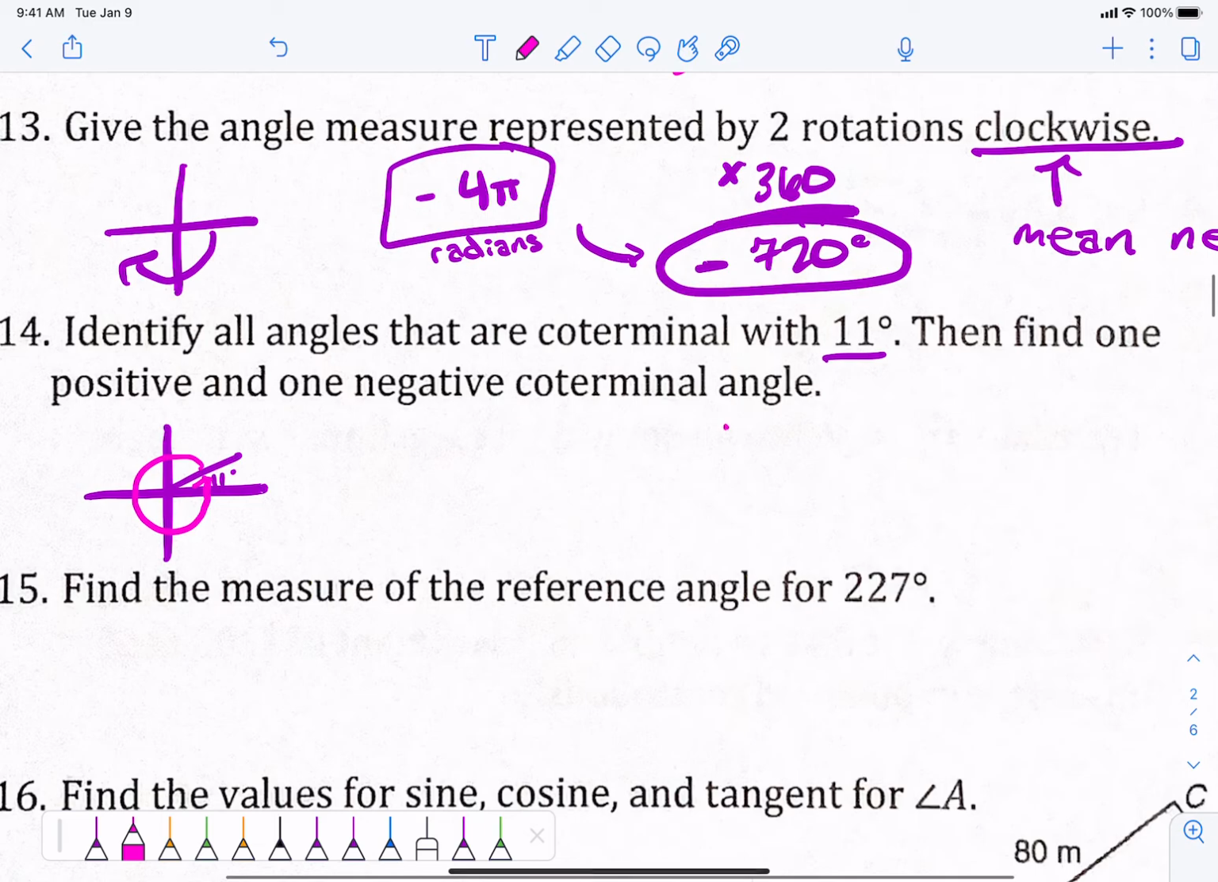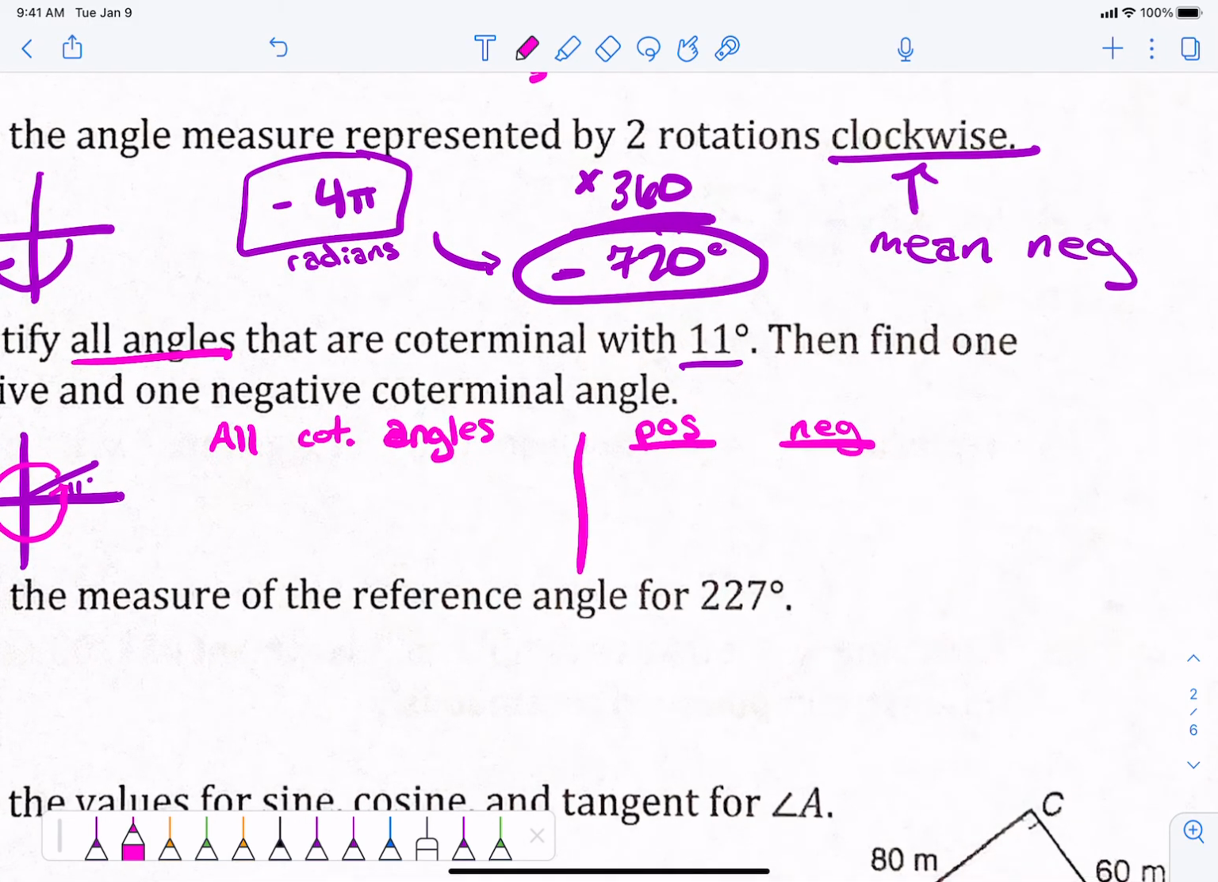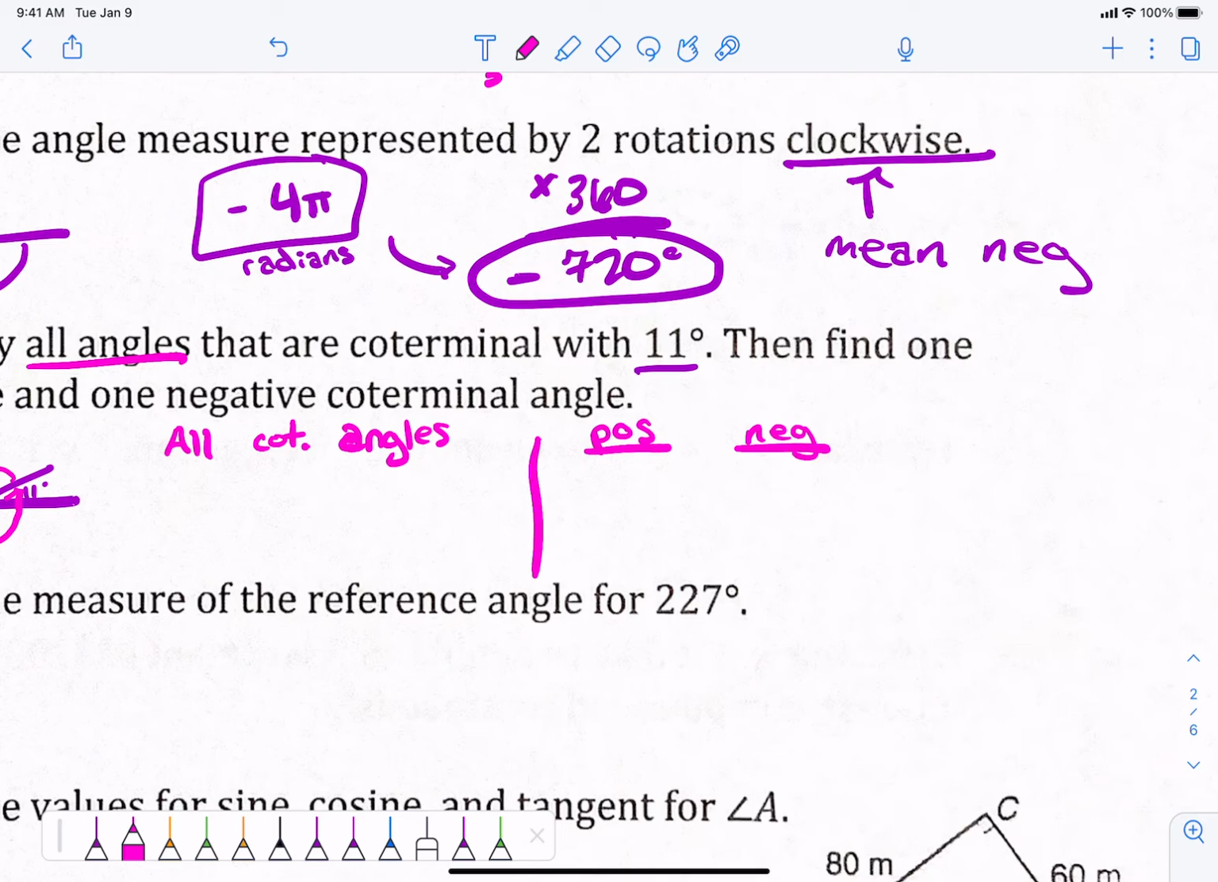They're asking us two questions here. They say all angles that are coterminal, so I'm going to do all coterminal angles, and then one positive angle and one negative angle. So let's do the positive and negative angle first. If I have 11 degrees and I want to find another positive one, what will that be? Another cycle around: 371 degrees would be a positive angle. So the positive angle is 11 plus 360. That's how we found the 371.